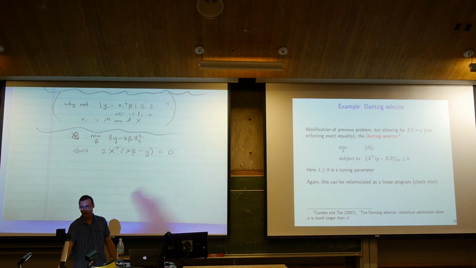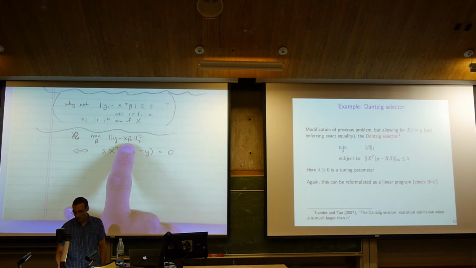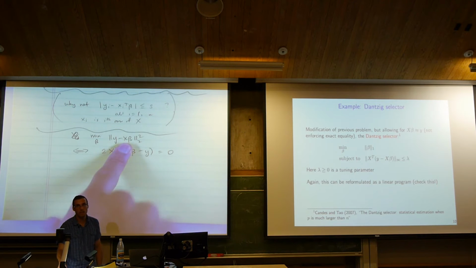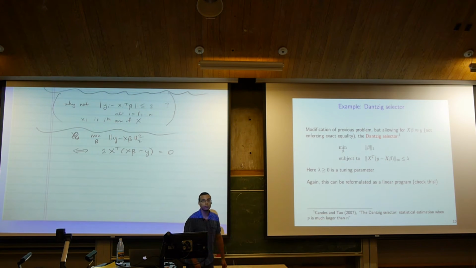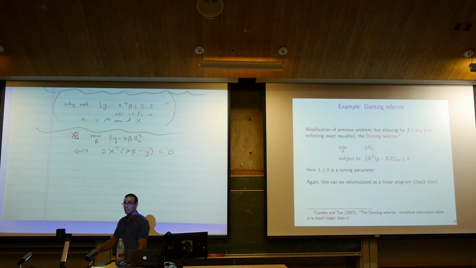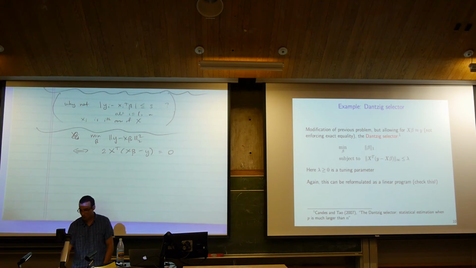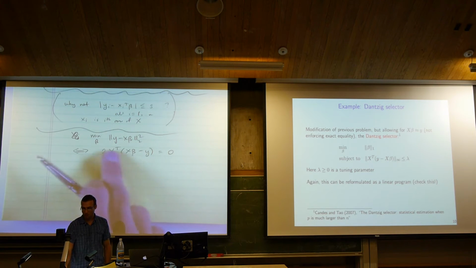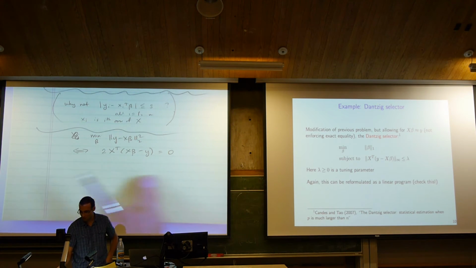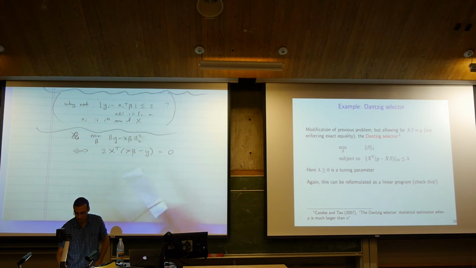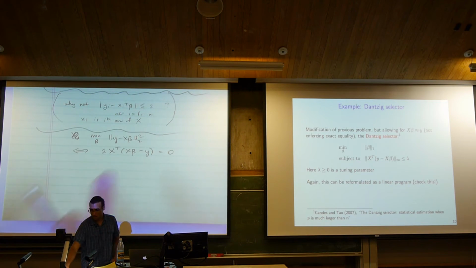Or you could have also expanded this. I could have written this as beta transpose x transpose x beta minus 2 x transpose y, and taken the derivative with respect to beta that way. So expand this and take the derivative if you don't like to use the chain rule. In any case, taking gradients of functions like these should become very natural soon. This is just a quadratic.